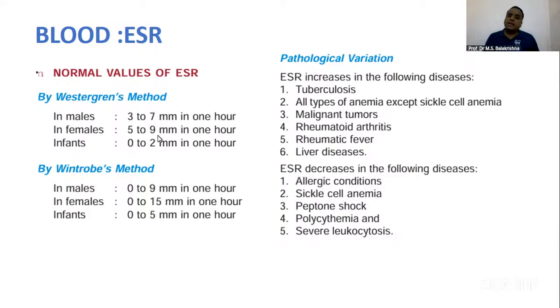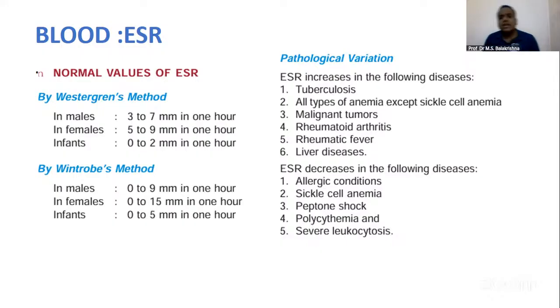These are all applied questions. In Wintrobe's method: 0 to 9, 0 to 15, 0 to 5. So what are the conditions in which ESR increases following a disease? Generally, an ESR increase means some infection is there. So in tuberculosis, different types of anemias, malignant tumors, and liver diseases, ESR increases.